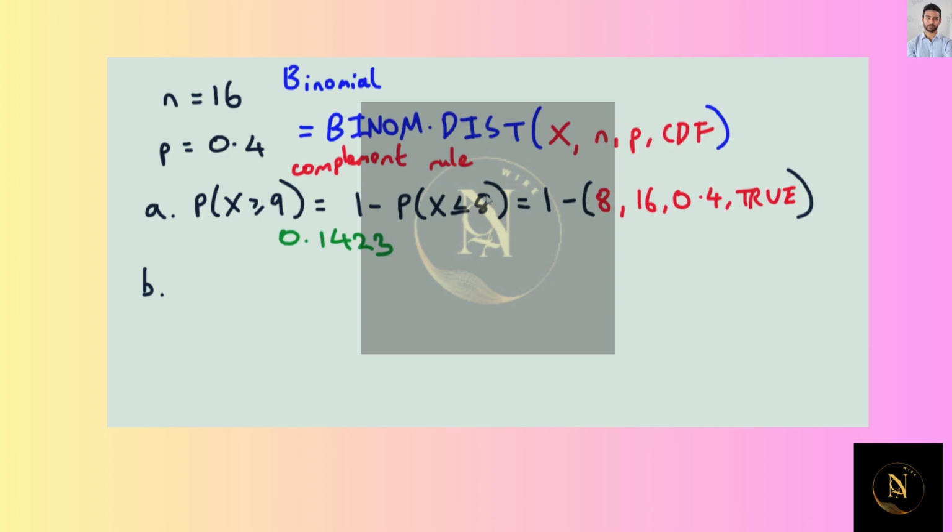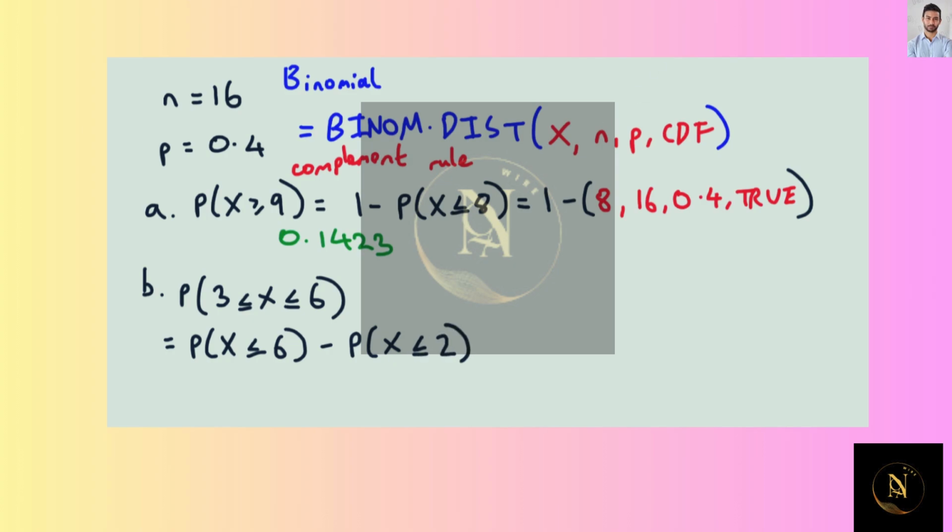Part B, 3, 4, 5, or 6. So I can write that like so. X is between 3 and 6 inclusive. I'm going to rewrite that as x no more than 6 minus x no more than 2. If you think about which values of x are included in these, this one is 0 to 6, this one is 0 to 2. If you take these away, you're left with 3 to 6, which is what we need.